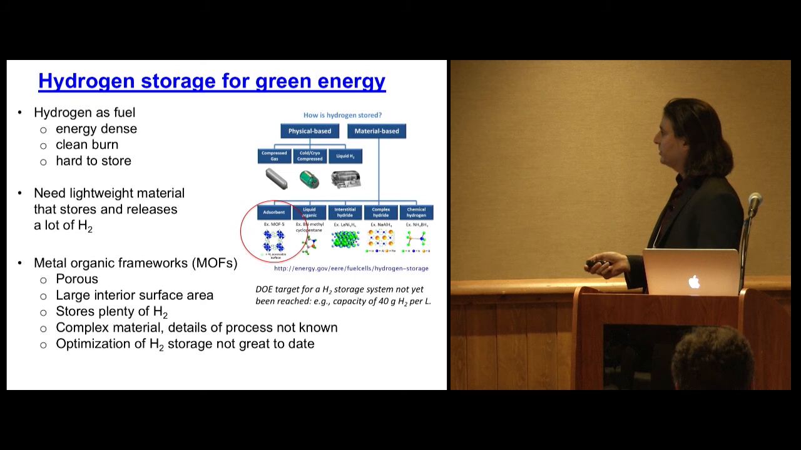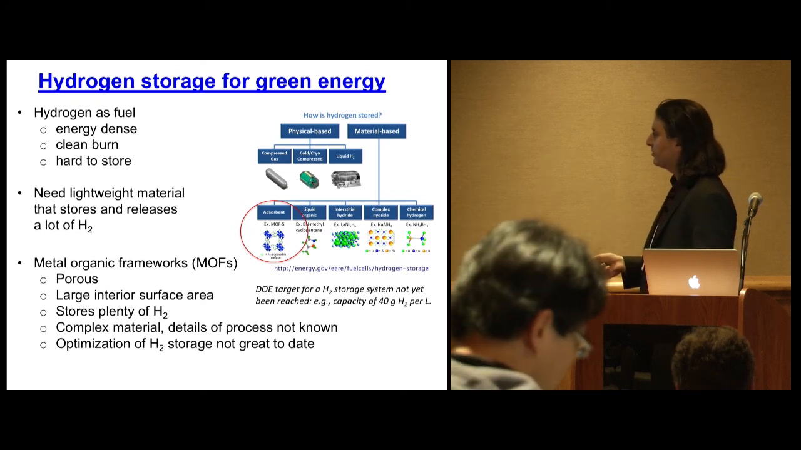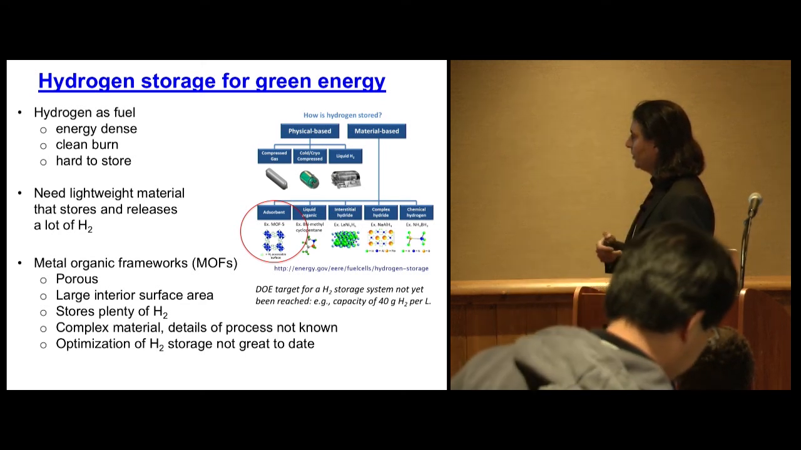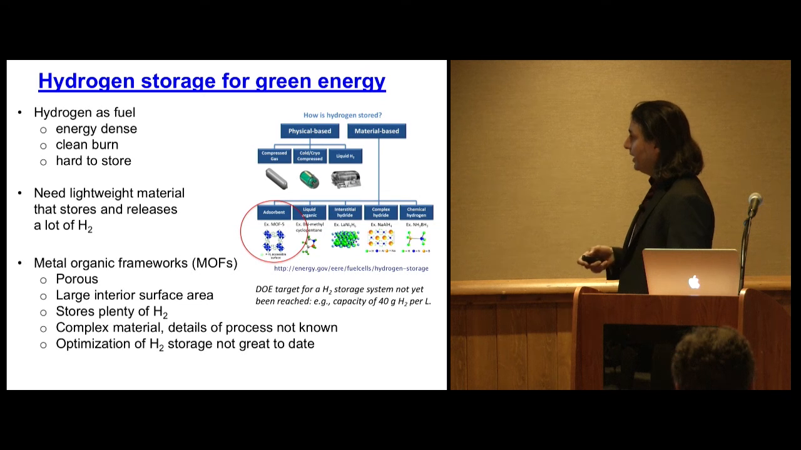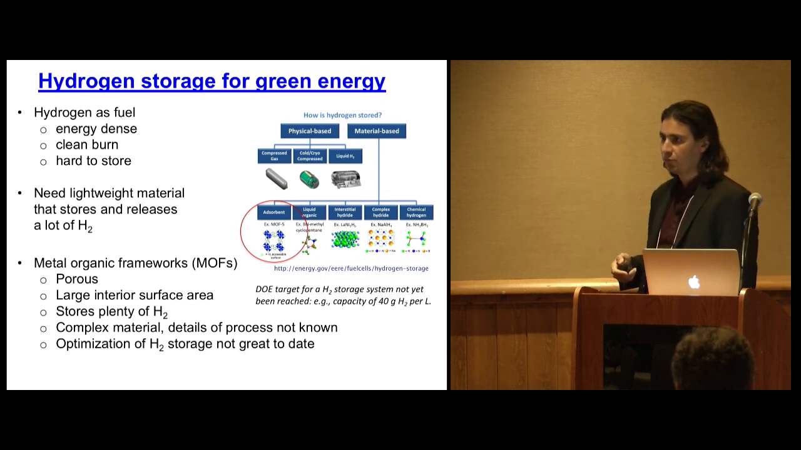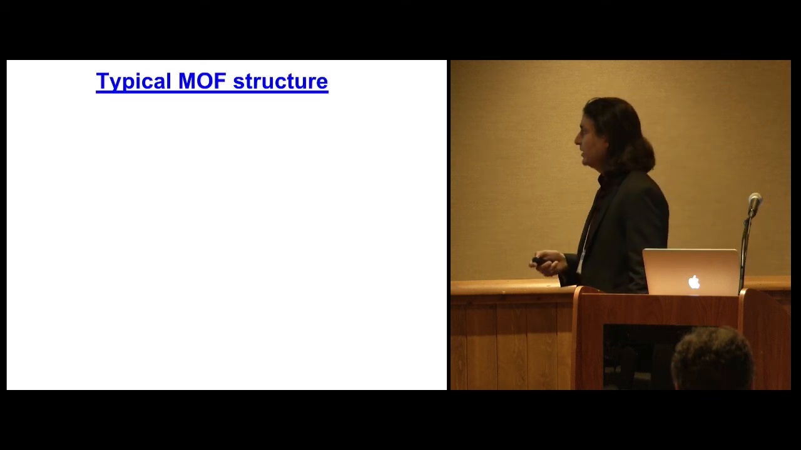So these are porous materials. I'll show you a picture. They have a lot of interior surface area, so you could store plenty of hydrogen. They're complicated materials. The details are not very well known. And to date, the H2 storage is not very good. So part of the question is why? Can it be improved? Yes or no? That's the basic science question.